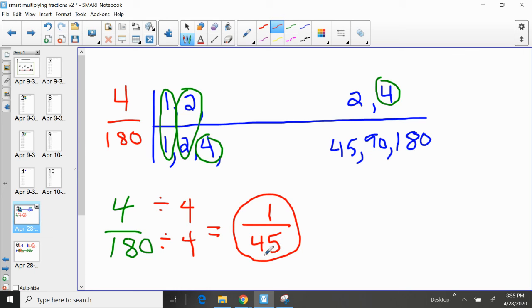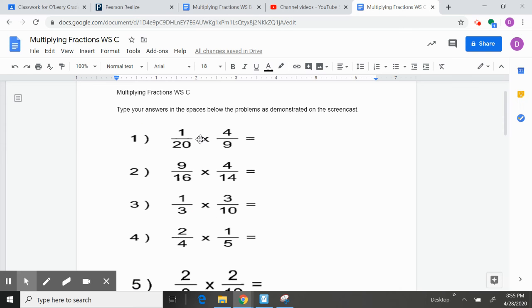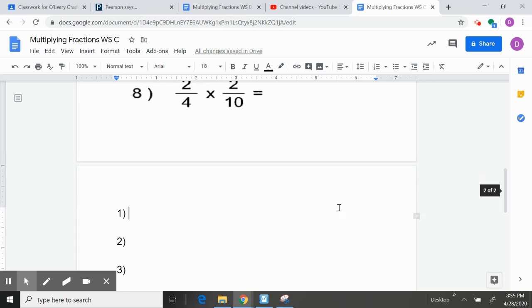So when you get to your worksheet today, we know now that we get 1 times 4 is 4, and 20 times 9 is 180. If I want, I could put my initial answer as 4 over 180. Then I can also type the final answer. I'll say or 1 over 45.